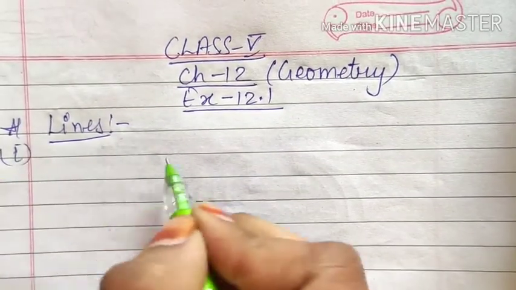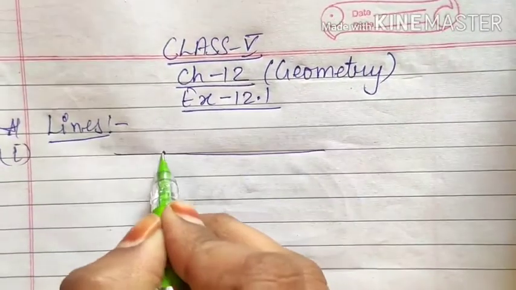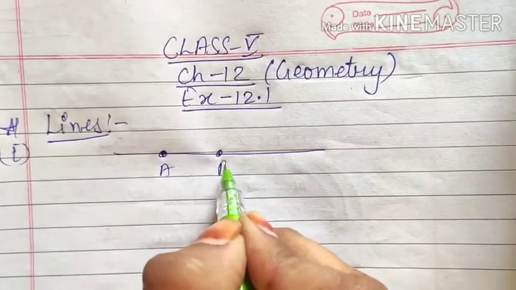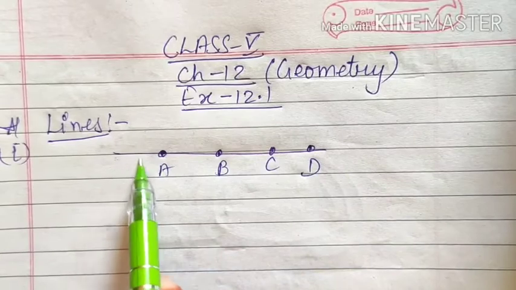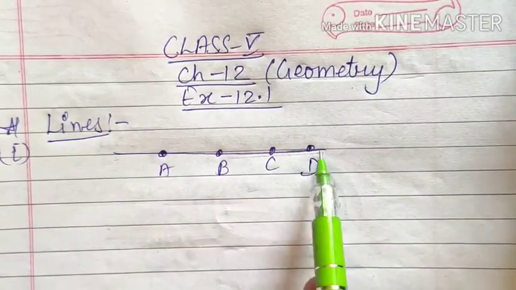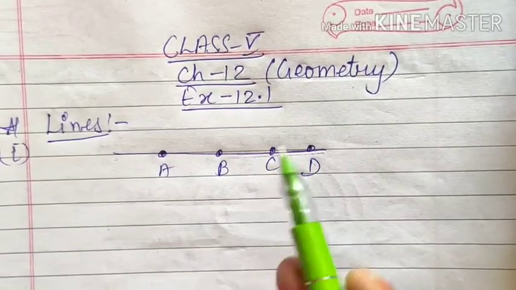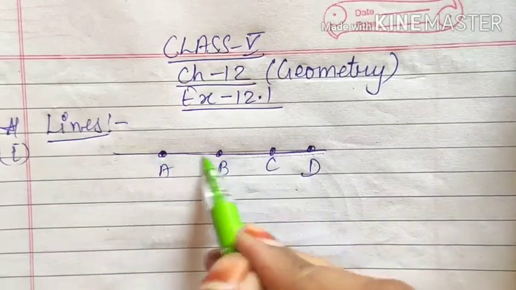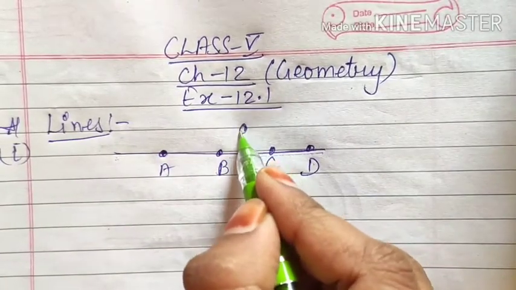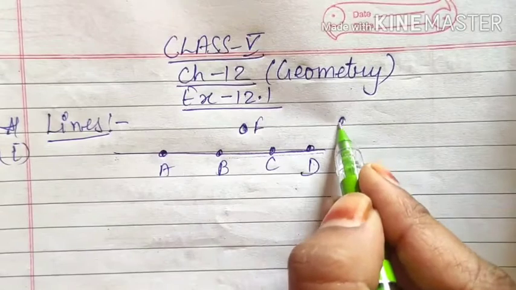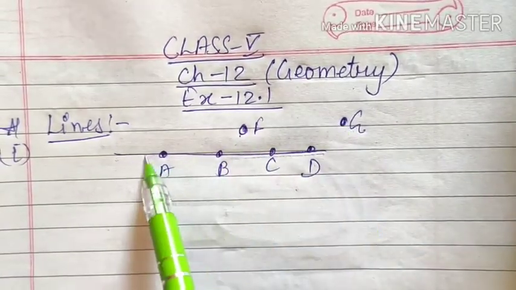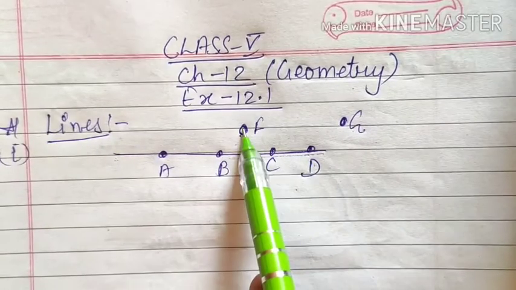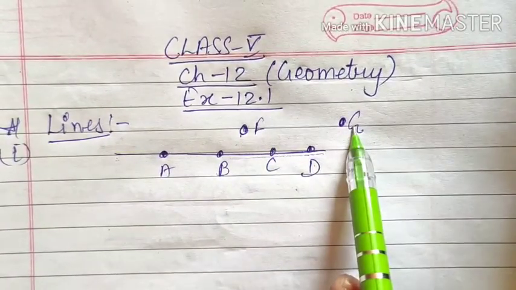The first point in lines was that if the points are present on the same line, segment or line, they are known as collinear points. That means all the points exist on the same line, so they are known as collinear points. And those points which do not exist on the same line, suppose there is one more point which is here, so these F and G, these points do not lie on the same line, so they are known as non-collinear points.